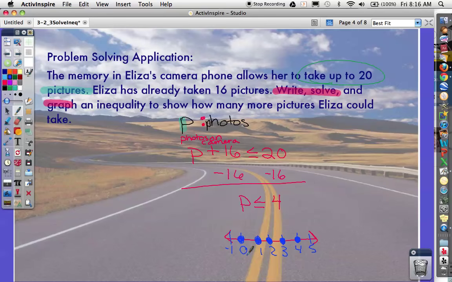So you always want to think about reasonable solutions whenever you have a word problem. That might be something to write down. Remember what's reasonable.